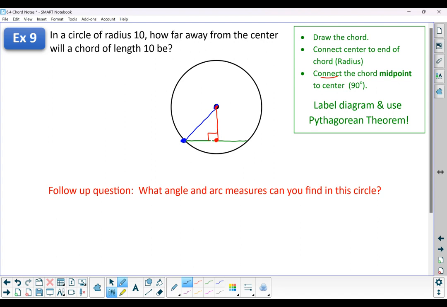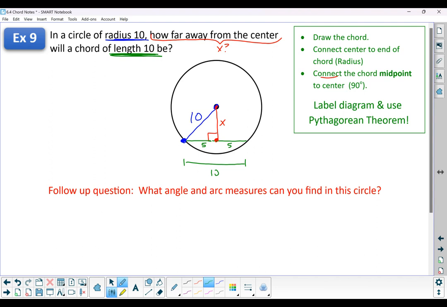Okay, so you can kind of draw the diagram before you even read the question if you want, because our diagram is always going to look roughly the same. So now let's read our prompt and see if we can fill in the information on the diagram and then finish solving. In a circle of radius 10, so this is 10, the radius of the circle, how far away from the center, so this is our question that we're trying to answer, so I'm going to call this X, will a chord of length 10 be? So my chord has a total length of 10. And since this is the midpoint of that, it's going to divide it into 5 and 5.